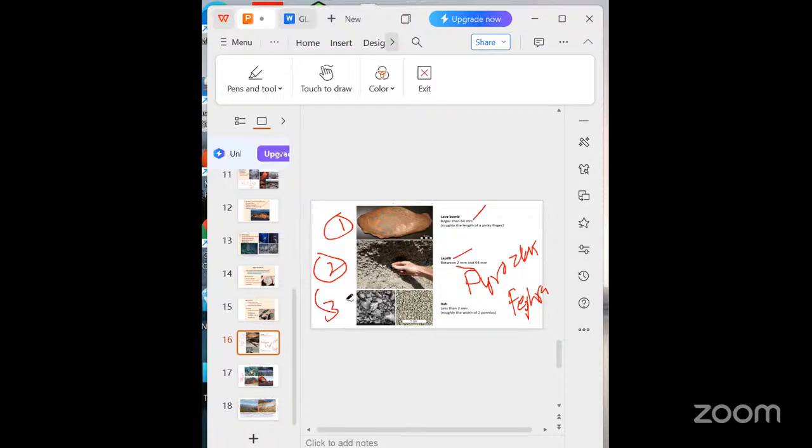And the last one, the third one, is ash, right? Ash means less than 2 mm. Pyroclasts less than 2 mm are called ash. It can range from microscopic to visible at its largest. These are small mineral grains and volcanic gases, right?